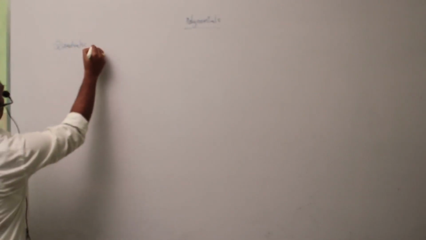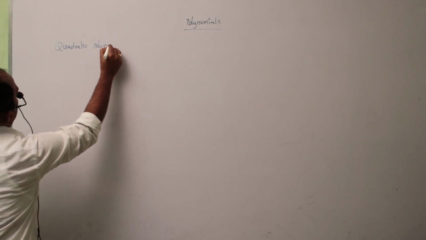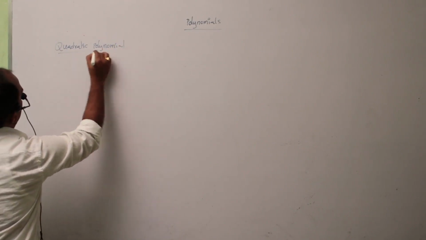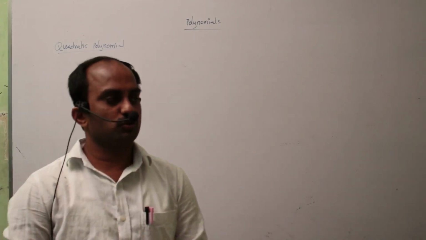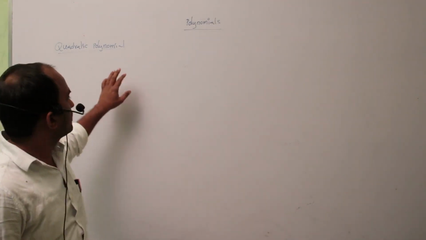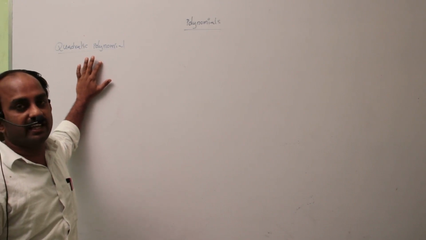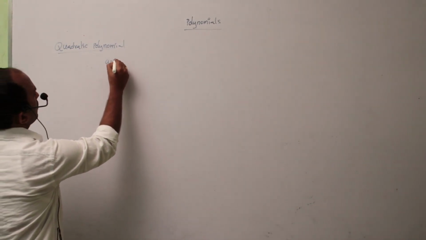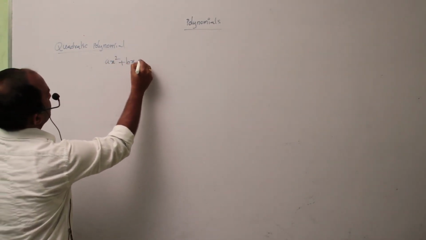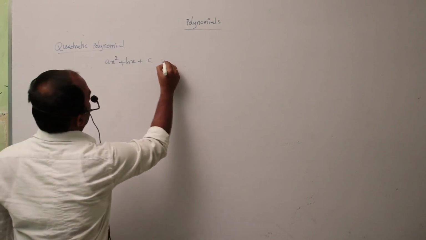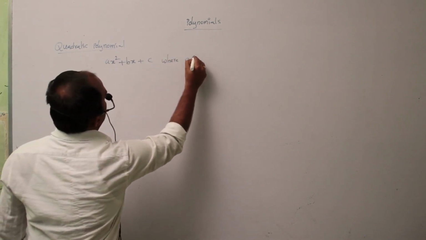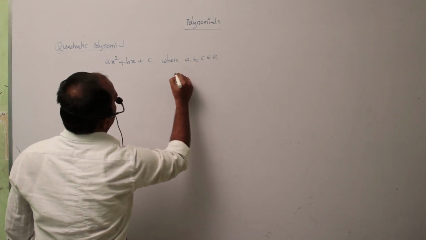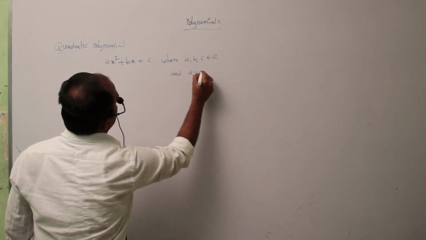So, quadratic polynomial. Already we are discussing this one. A polynomial of second degree is called a quadratic polynomial. The general form of a quadratic polynomial is ax square plus bx plus c, where a, b, c belong to R and a is not equal to 0.